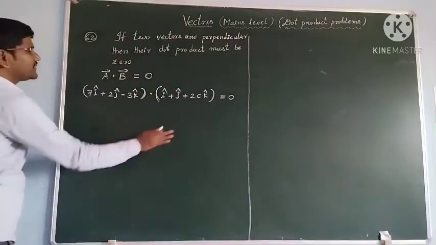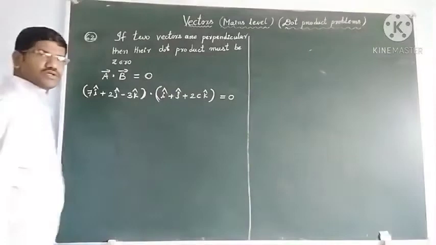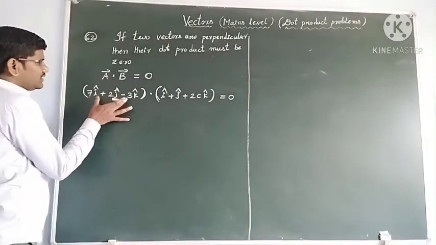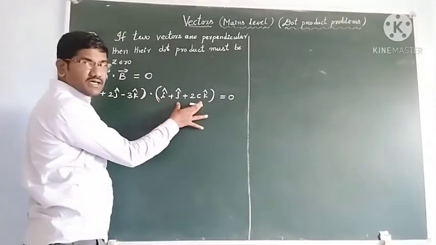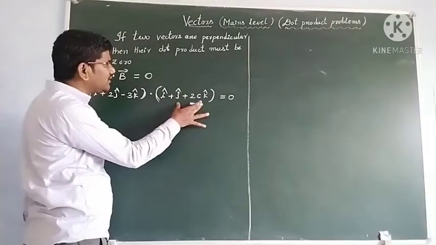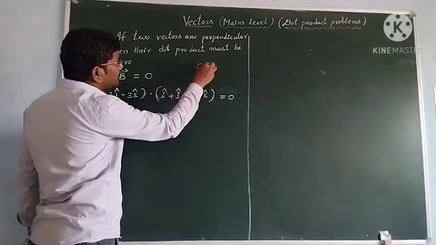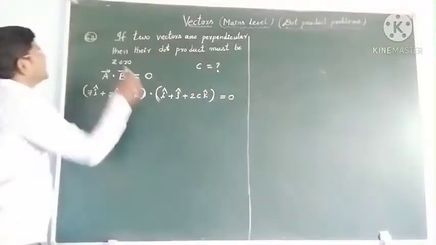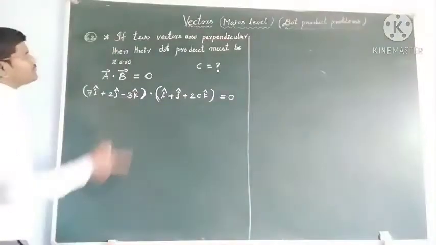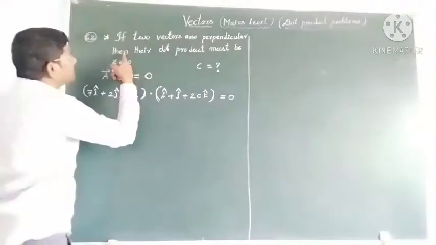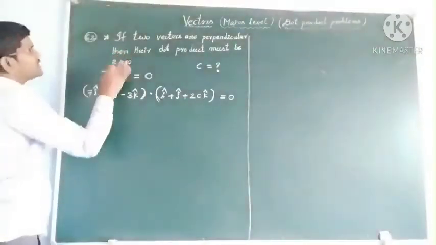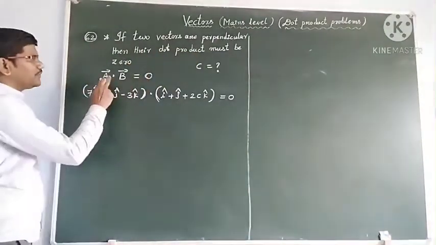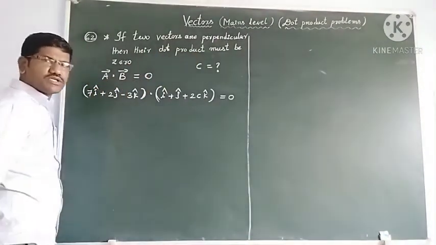Okay students, so he has given two vectors, A and B. This is A bar vector and this is B bar vector, and he is telling that they are perpendicular. Then find the value of c. Question mark is c, so we have to find this. And this is the important point we know: if two vectors are perpendicular to each other, then the dot product must be 0. So A bar dot B bar is equal to 0.